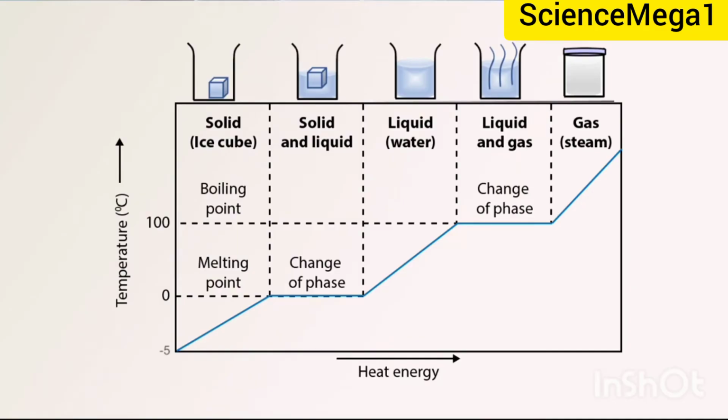In the diagram on your screen, solid ice at -5 degrees is heated and it will start melting at that point. And at this point, there's no change in temperature, as you can see on your screen. When the ice melts and turns to water and is heated again, there is a rise in temperature. When the liquid or water begins to boil, the temperature remains constant. Now, when all the liquid turns to gas or steam and is heated again, the temperature rises again, as you can see on your screen.